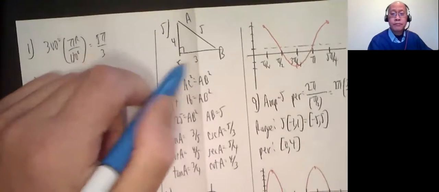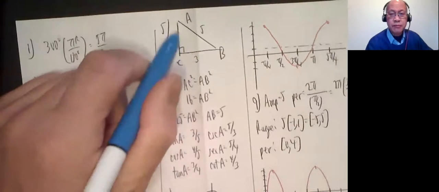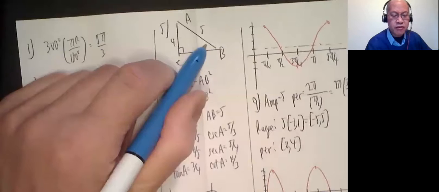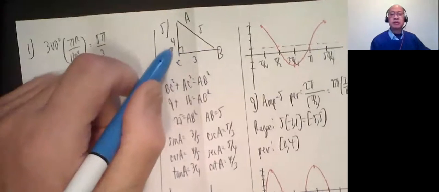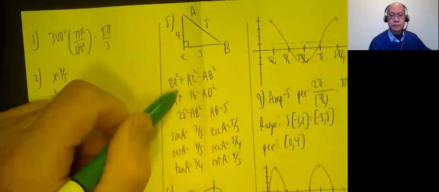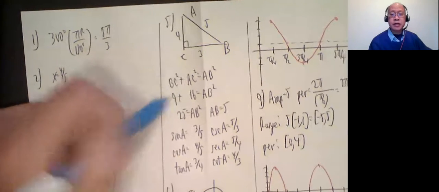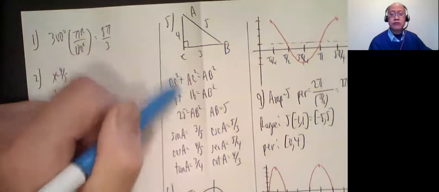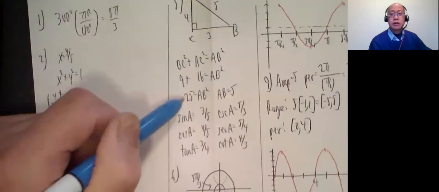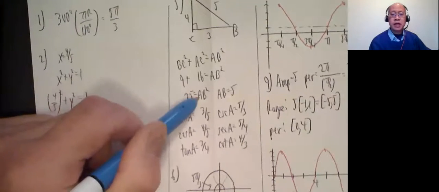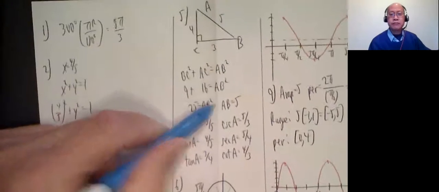Number 5, triangle ABC. AC is 4, BC is 3. The hypotenuse AB is 5. Just do a little bit of a squared plus b squared equals c squared. So BC squared is 3 squared, which is 9. AC squared is 4 squared, which is 16. 9 plus 16 is 25. That's AB squared, so AB is 5.